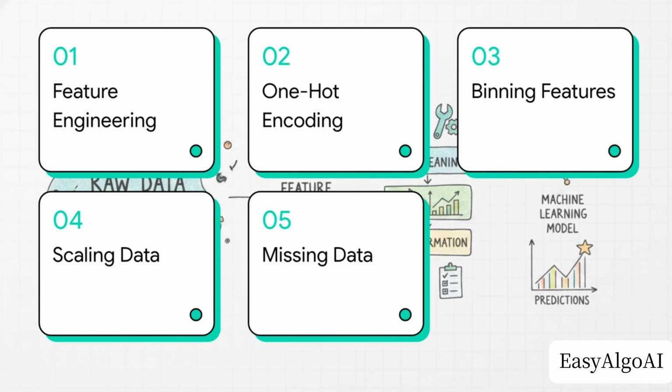Here is the Data Analyst Toolkit, which will be our roadmap today. We'll start with Section 1, what is feature engineering? Then Section 2, One-Hot Encoding Categorical Data. Section 3, Binning continuous features. Section 4 covers normalization and standardization. And finally, Section 5, dealing with missing data.